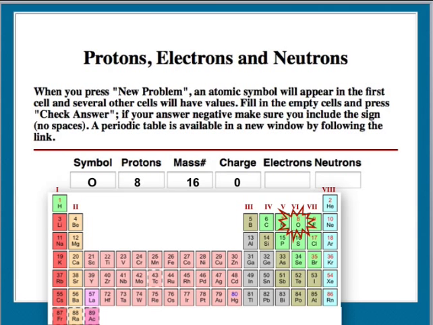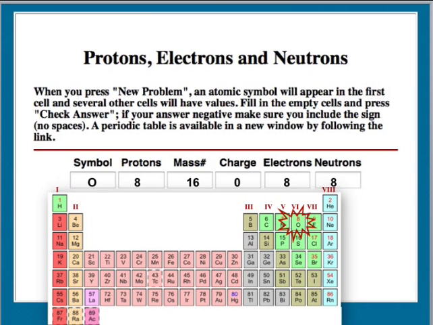Now, if the mass number is 16 and 8 of those are protons, the other 8 must be neutrons. Finally, if our element is neutral, that means we must have the same number of positives and negatives. We have 8 positives, we must have 8 negatives. We've all done that. We can do this. This is the sort of thing you should be able to do on the exam. Any questions on it?